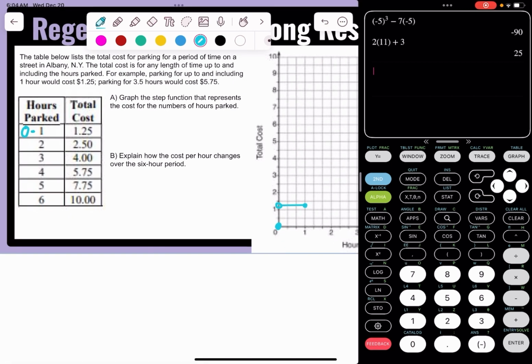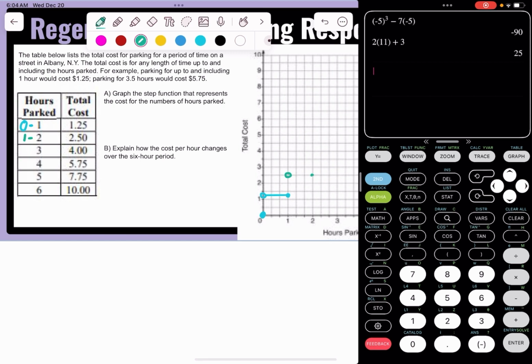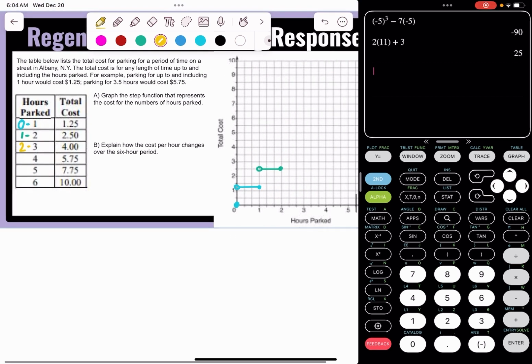Then from 1 hour parked up until 2 hours, you're paying $2.50. So at 1 hour, that's an open circle at $2.50 because if you were exactly 1 hour, you'd be paying $1.25. And then at 2 hours, you're exactly $2.50. So that's a closed circle. Then from 2 to 3 hours, you're paying $4. So at 2 hours, that's an open circle at 4. And then at 3 hours, you're definitely paying $4. So that's a closed circle. Now, from 3 hours to 4 hours, you're paying $5.75.